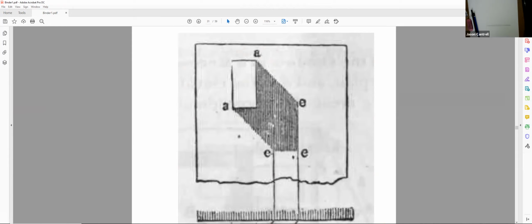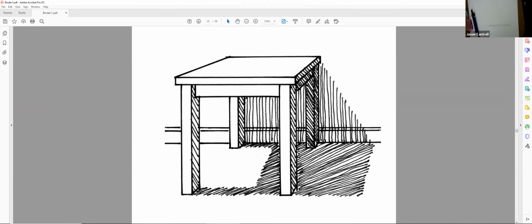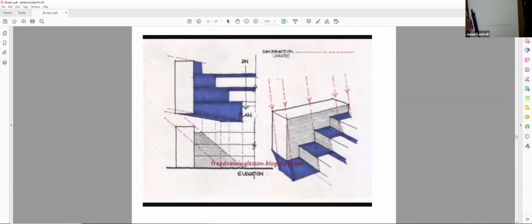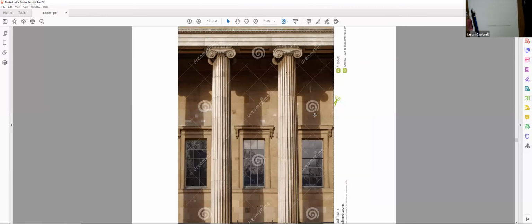Here's a simple rectangle with just some basic elements, which we'll talk about in probably about half an hour. Shades and shadows from a table. Shades and shadows on the stairs.